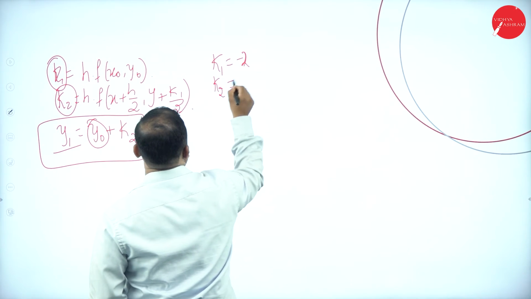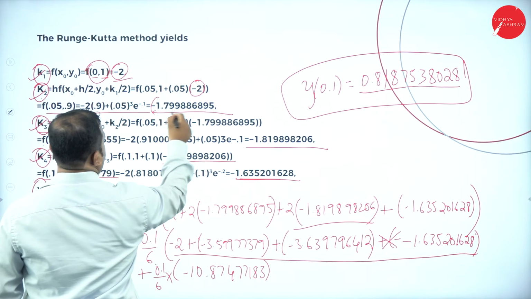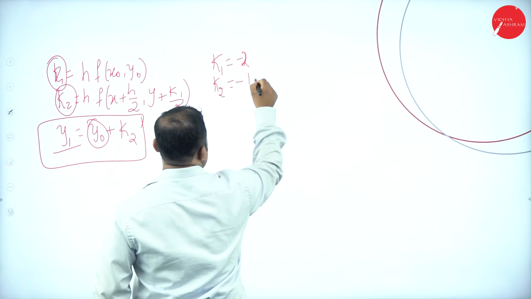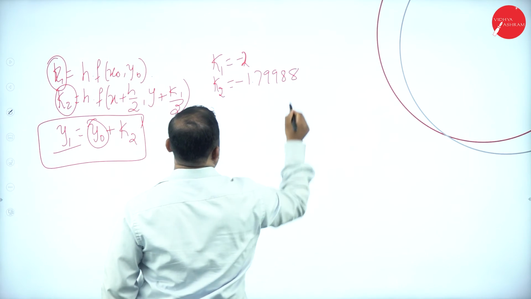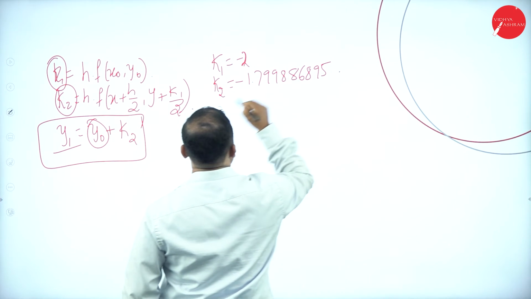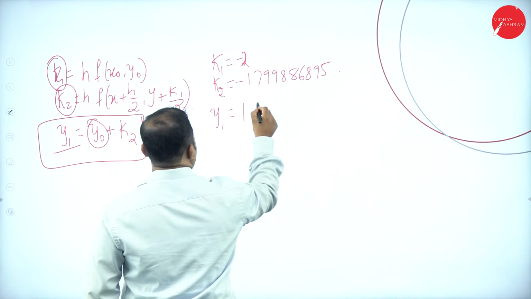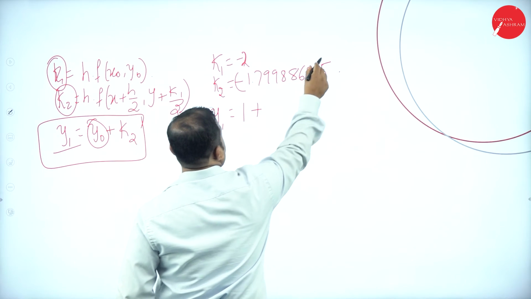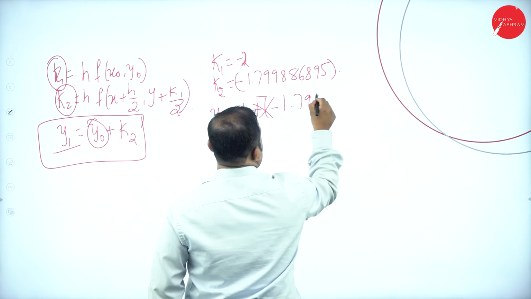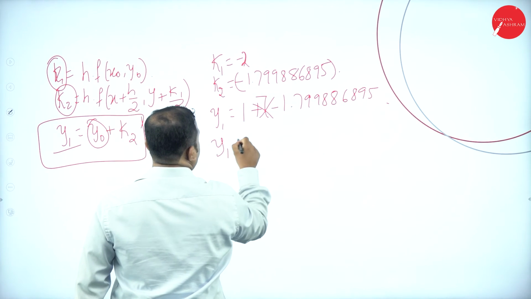What is the value of k2? k2 is equal to this term, minus 1.799886895. If that is the case, what is the value of y1? y1 is equal to y0, which is 1, plus k2. Plus of minus means we will get minus, that is minus 1.799886895. For solving this equation, what is the value of y1?